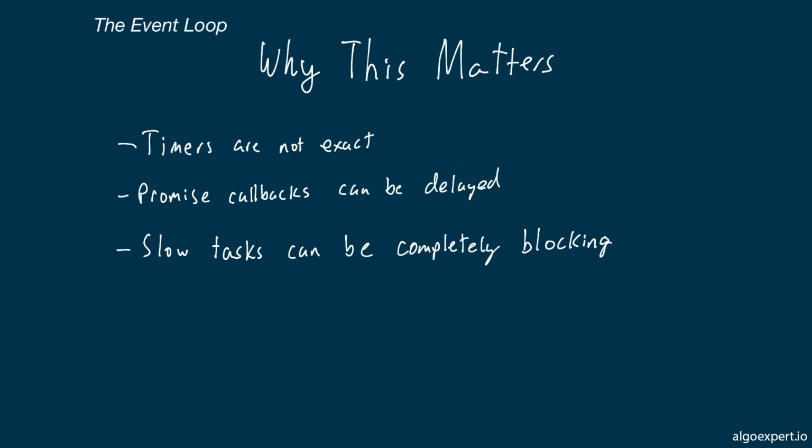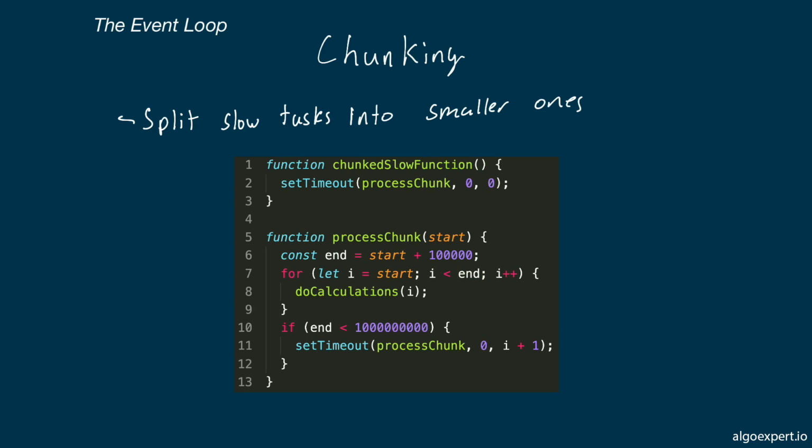And with that in mind, you should always try to avoid any slow tasks that could block the page from working as expected. One of the easiest methods to do this is known as chunking. The idea here is to split tasks into smaller ones, usually by taking advantage of timers. In this example here, we call setTimeout with the process chunk function and no delay. We also pass 0 as an argument.